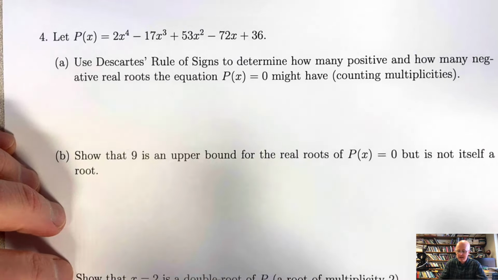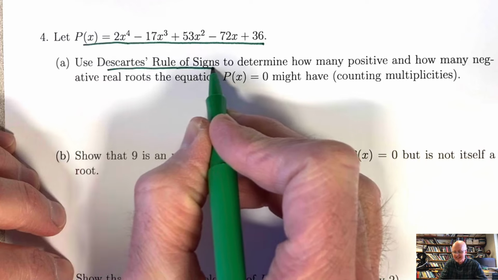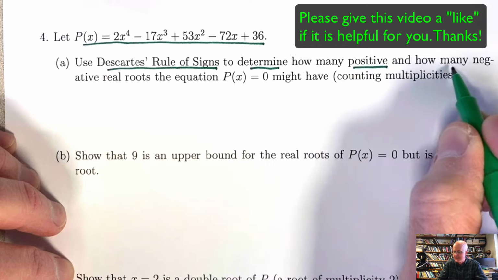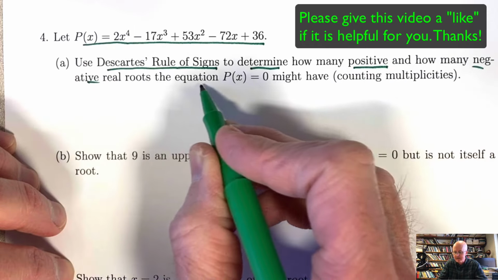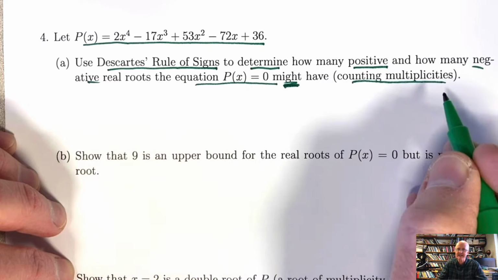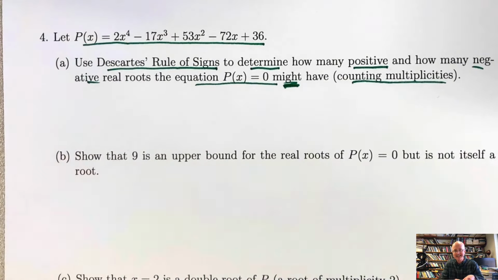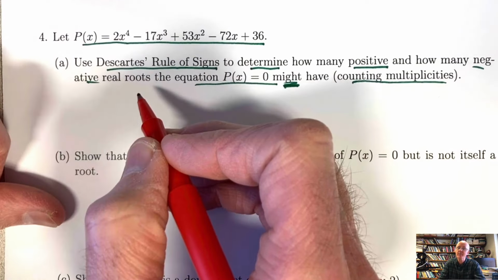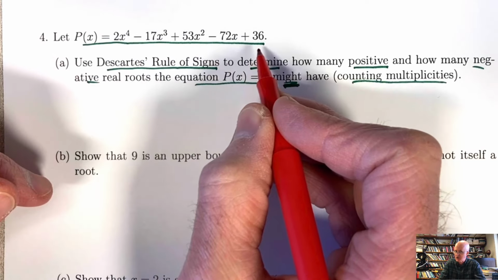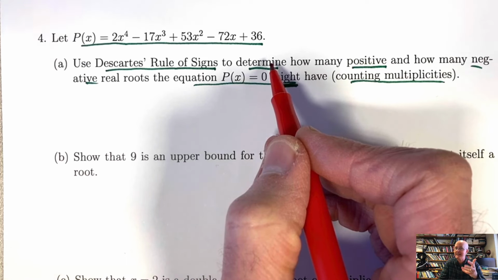In problem 4, we have a quartic polynomial again. There it is. Part A says use Descartes' Rule of Signs to determine how many positive and how many negative real roots the equation p of x equals 0 might have, counting multiplicities if it's a double or triple root, for example. What does Descartes' Rule of Signs say? It says that the number of positive real roots is equal to either the number of sign changes in the polynomial or less than that amount by an even number.